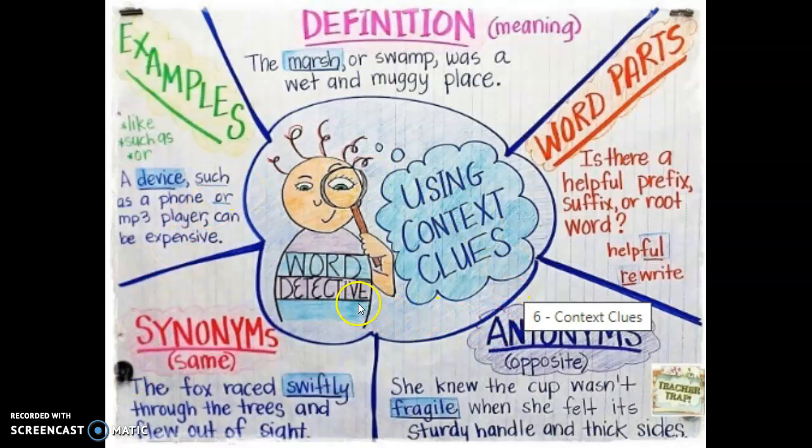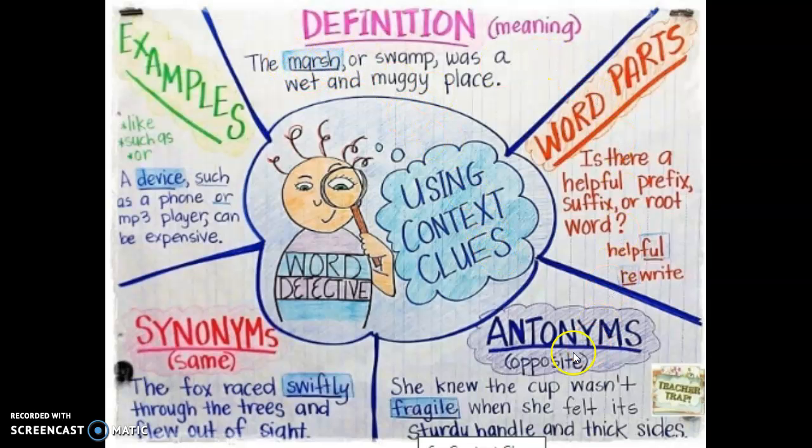Context clues are a topic that we're going to see 4 or 5 times on tomorrow's test. So we need to make sure we pay close attention to this part of our lesson. When we're using context clues, we are using the clues around the word in order to determine the meaning of the unknown word, which is usually going to be underlined.